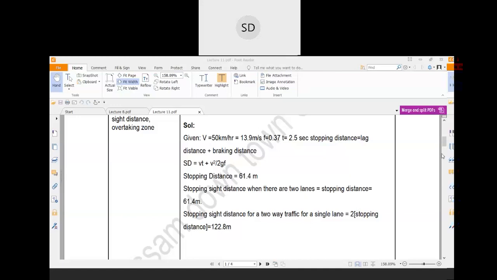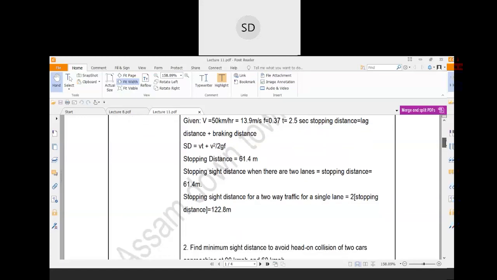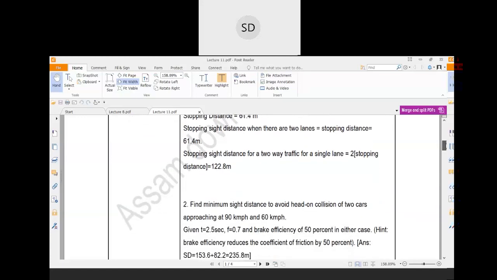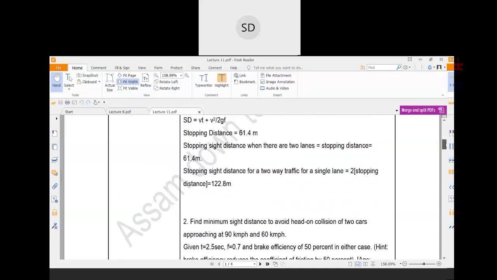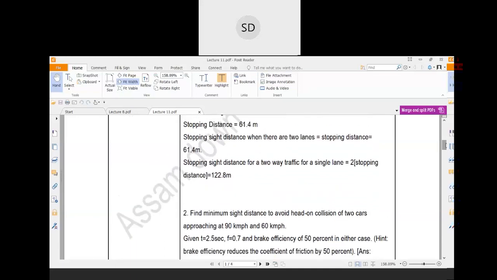Okay. So next we will go for the next problem. Find the minimum sight distance to avoid a head-on collision of two cars approaching at 90 kilometer per hour and 60 kilometer per hour. So basically these two vehicles are coming from the opposite direction, and you need to find out what should be the stopping sight distance to avoid a head-on collision.